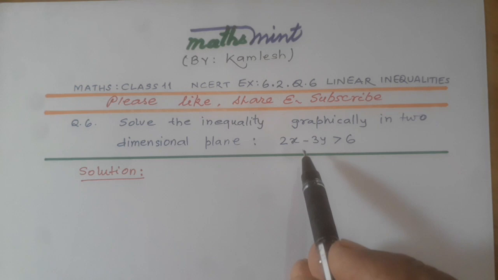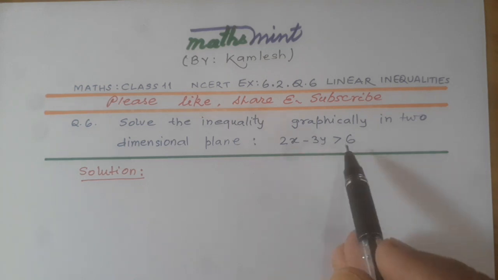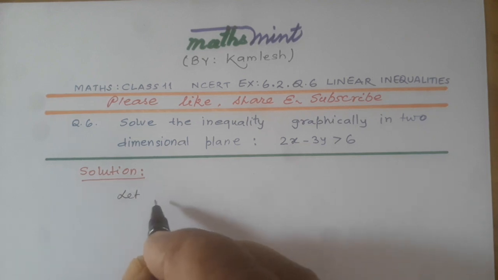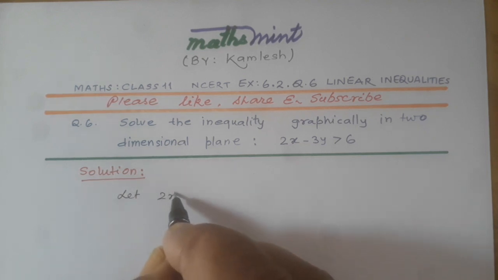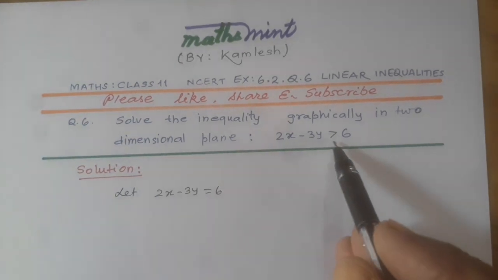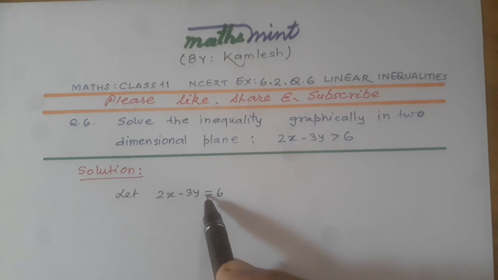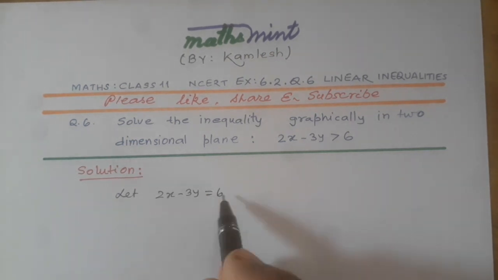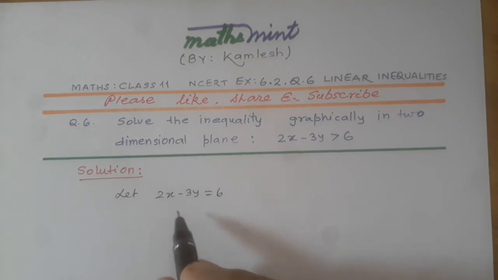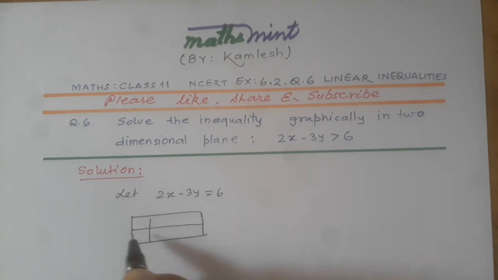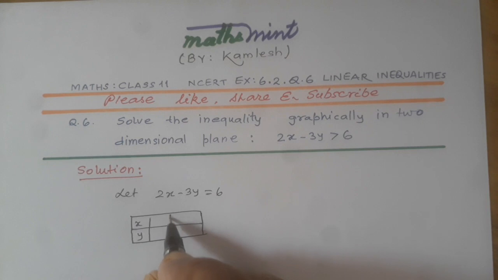First of all, we shall change this inequality into the equation form. So we shall write here, let 2x minus 3y equal to 6. Here it is greater than, so we shall take first equation form, right? Now we shall plot this equation on graph first. So for plotting, we shall make one box. This is x and this is y.